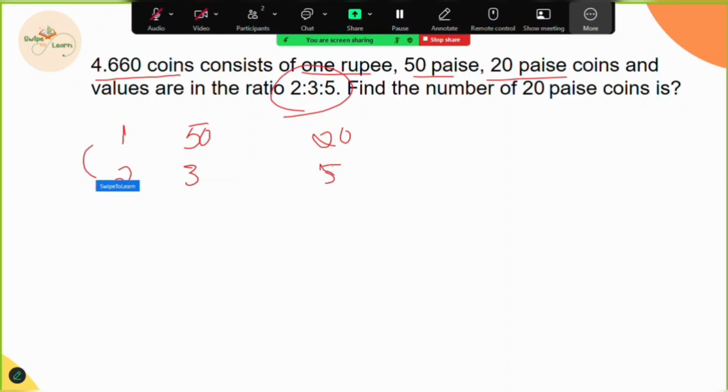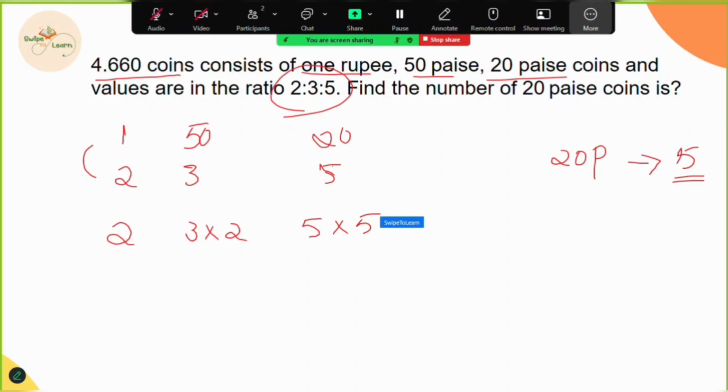So there is no problem with rupees, so we simply write 2 as it is. And we require 2 50 pice coins to make a rupee, so we write 3 into 2. And how many 20 pice coins make 1 rupee? It means 5. 5 20 pice coins are required to make a rupee. So we multiply 5 into 5, which becomes 2, 6 and 25. And then we add all the parts. So all these parts become equal to 660.